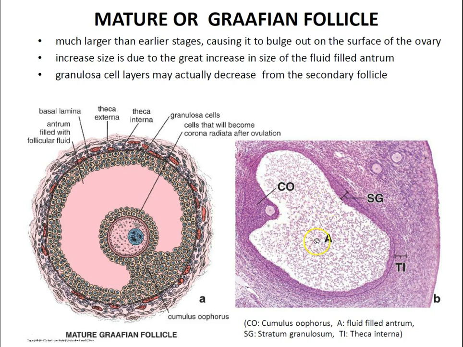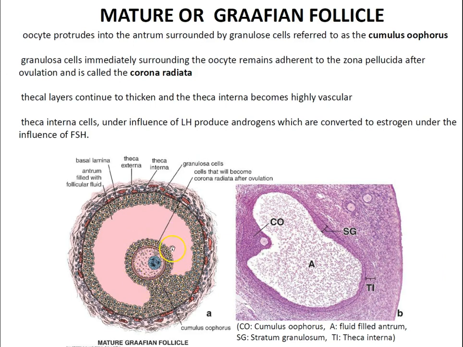It's pretty big. If you look at the granulosa cell layer, it is very uniform in this follicle. And if you look at this section also, the granulosa cell layer has decreased from the previous stage, which is the secondary follicle. Now the oocyte protrudes into the antrum and is surrounded by granulosa cells, and these cells form a thickened mound, also referred to as the cumulus oophorus, as you can see in this section also.